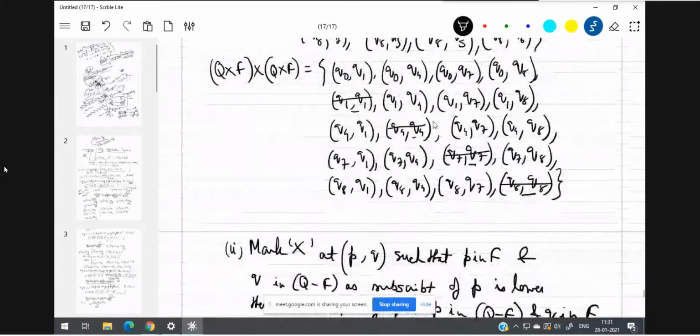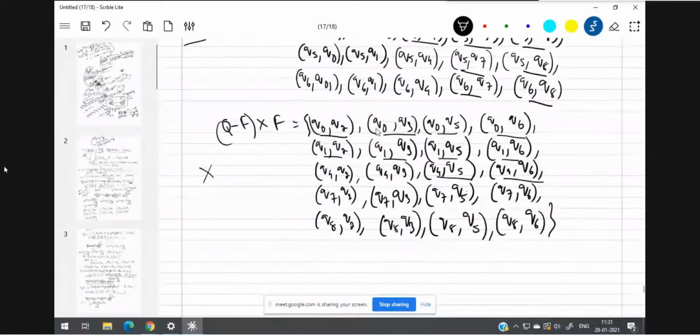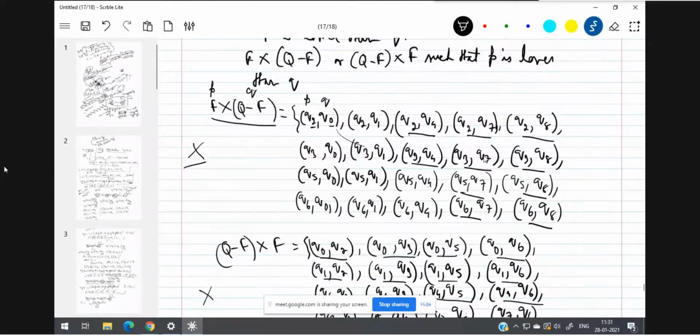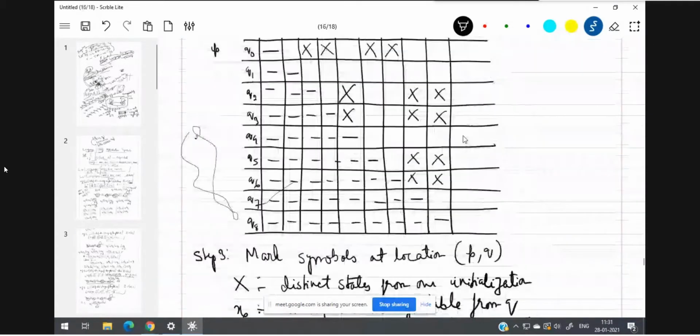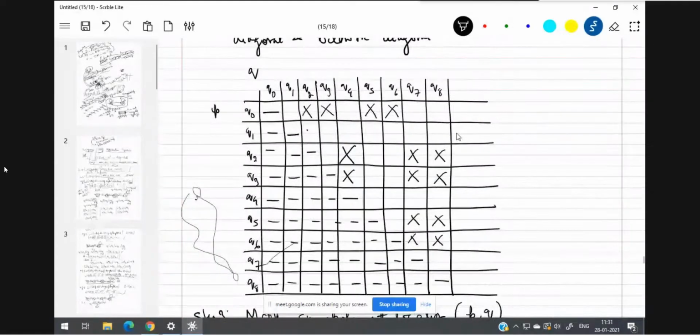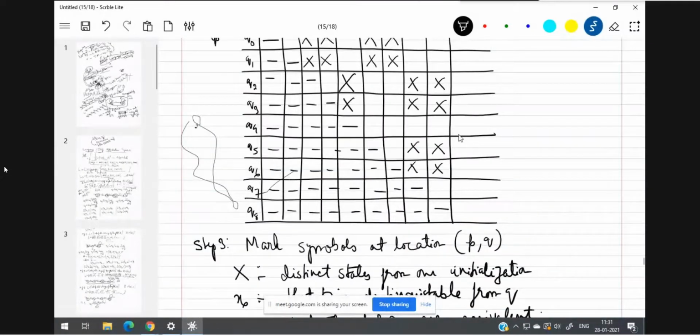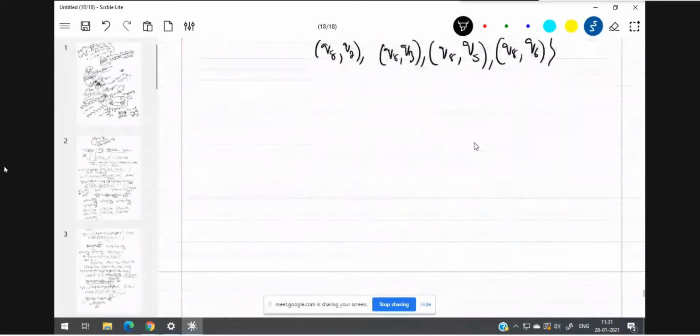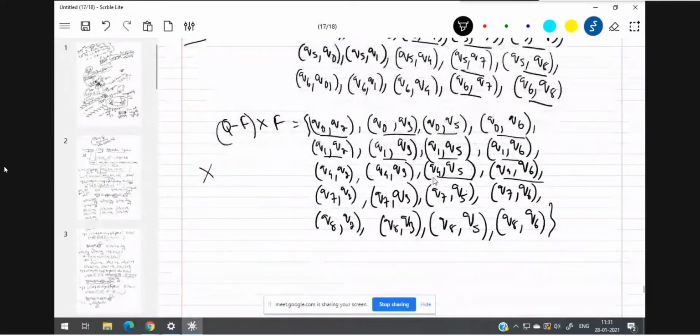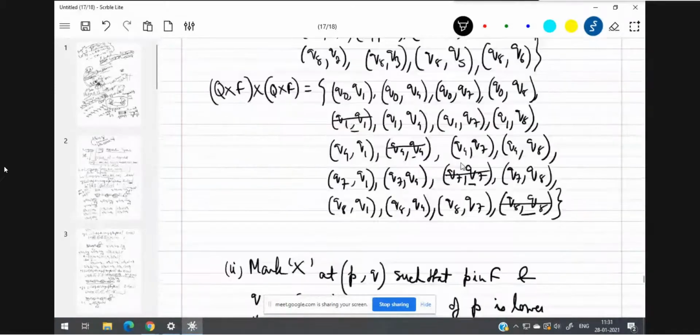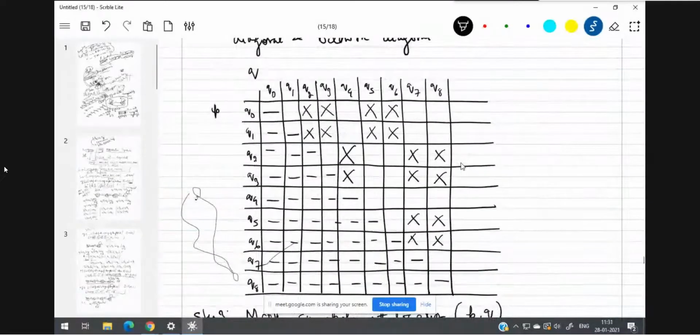And then next one, 1, 2, 1, 3, 1, 5, 1, 6. Then next one is 4, 5, 4, 6. Okay, these are the cross marks we need to enter.